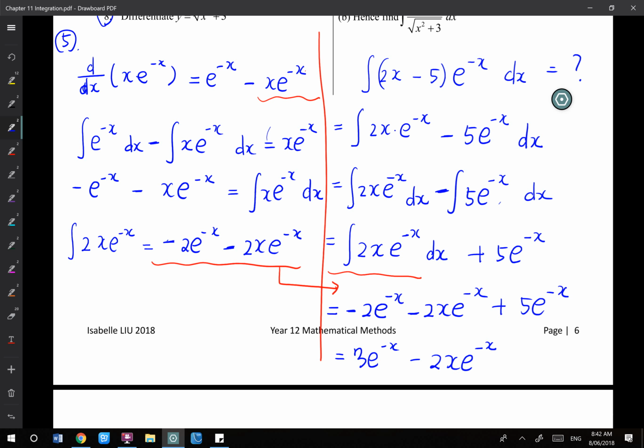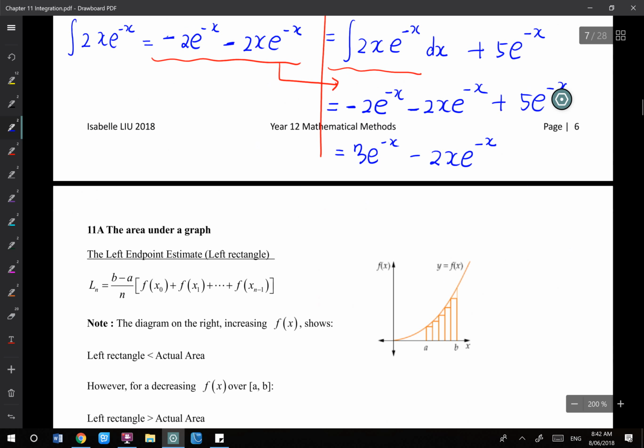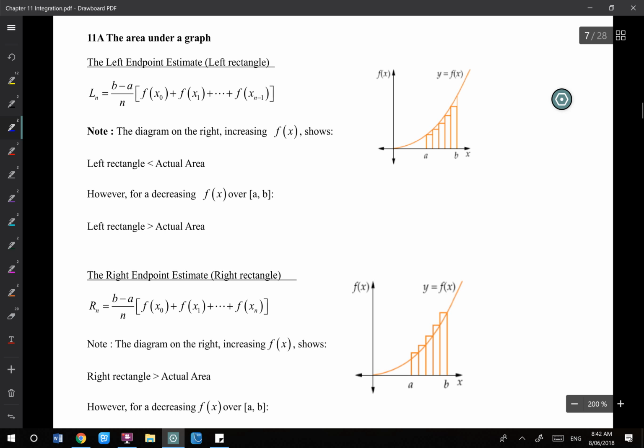Okay, so that's the question we did yesterday, just a little bit of revision on that. Any questions about question 5? Okay, if we're fine with that, let's have a look at the next page.